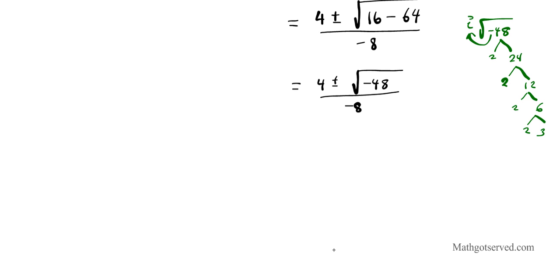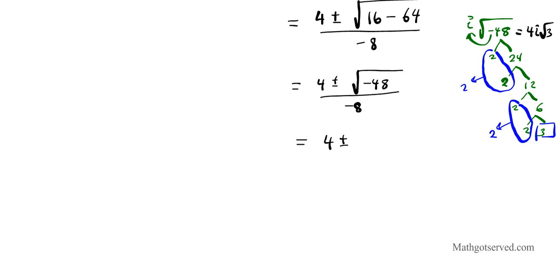All right, now what does this mean? Any factor that repeats itself, we can extract out. So this pair of 2's, 2 times 2, comes out as a 2. And then these other 2 2's, 2 times 2, comes out as a 2. So this 3 stays behind. So the square root of negative 48 is simply this 2 times 2, you multiply them by each other, so you get 4. And then the i, 4i, and you're left with the 3 as a radicand. 4i root 3. Okay? So that becomes 4 plus or minus 4i root 3 over negative 8.